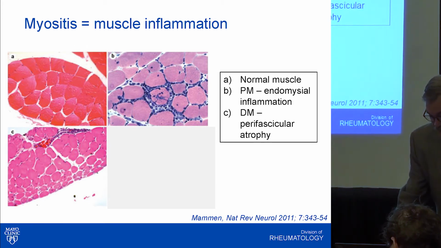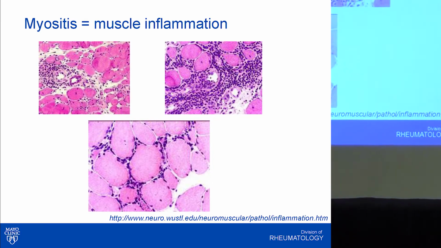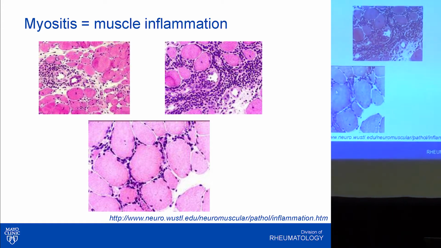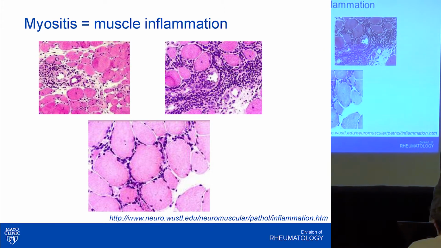So myositis is muscle inflammation. And here are some other images from another website that I borrowed them from. So here are blood vessels. Here's a fascicle. The inflammation is around the blood vessel, outside of the fascicles. This would be dermatomyositis. Here's a blood vessel again, dermatomyositis. And here's the polymyositis or IBM one. So it's inflammation of muscle.